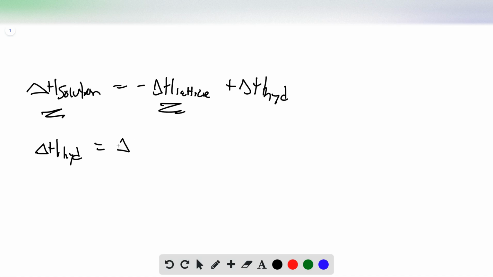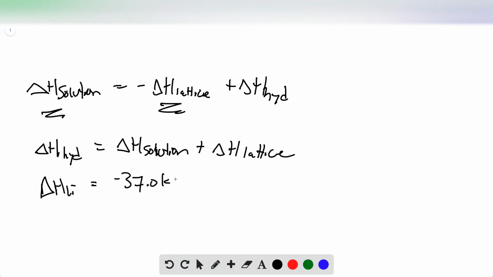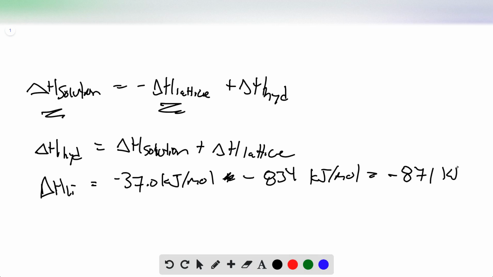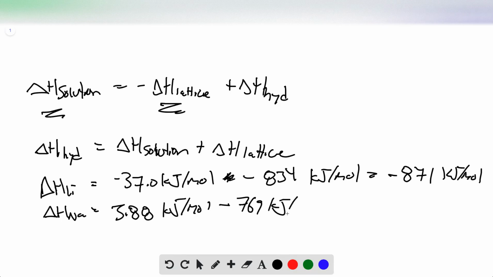And that's just going to be the delta H of solution plus the lattice energy. So for lithium, that's going to be negative 37. Subtract. That's going to give us negative 871. For sodium, we can do exactly the same thing. That's going to give us negative 773.